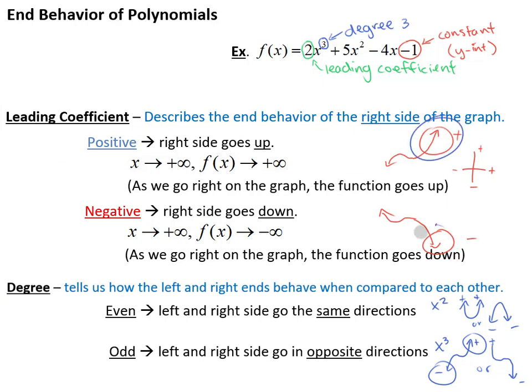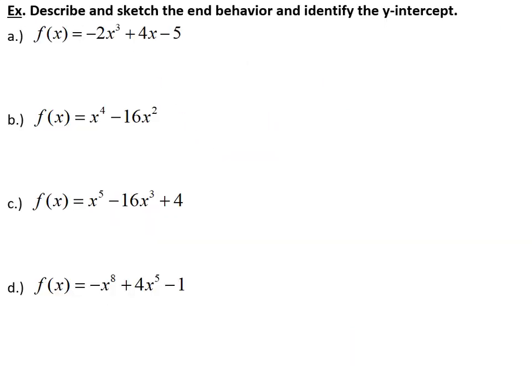If I know what's happening with the right, and then I know the left is doing the same thing, hey, I can figure out what both sides are doing. Or if I know what's going on the right, and I know they go in opposite directions, we can figure out what the left is doing as well, with a little bit of deduction. Okay, so let's use these ideas. It says describe and sketch the end behavior and identify the y-intercept.